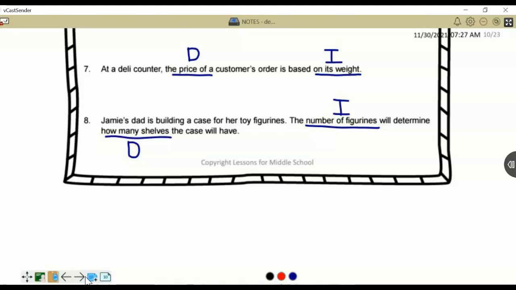Okay, well, I hope this helped you understand dependent and independent variables.